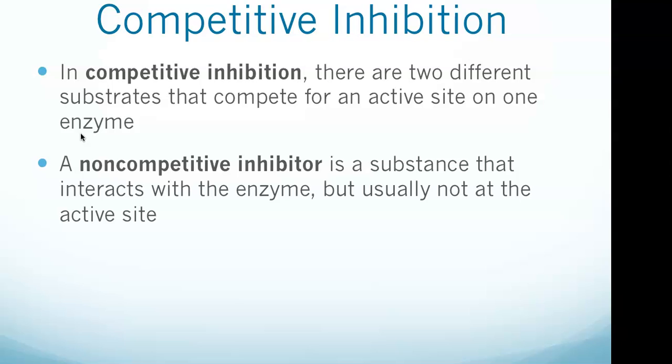A non-competitive inhibitor is a substance that interacts with the enzyme, but usually not at the active site. The effect of a non-competitive inhibitor is to change the shape of the enzyme and thus the active site so that the substrate can no longer interact with the enzyme to give a reaction. When an inhibitor binds to an allosteric site, the active site changes shape while the substrate is unable to bind to the enzyme.